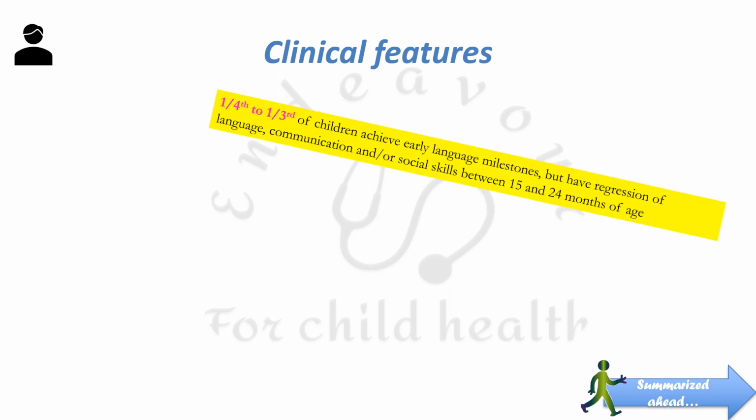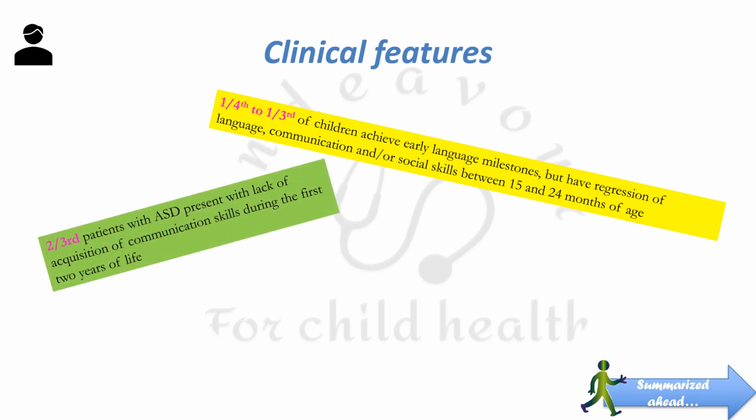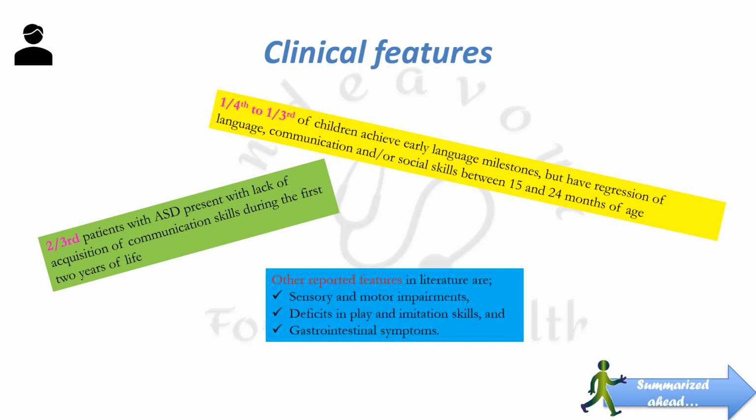Around one-fourth to one-third of children achieve early language milestones, but then they have regression of language, communication, and social skills between 15 and 24 months of age. Around two-thirds of patients with autistic spectrum disorder never acquire communication skills during the first 2 years of life. So these points are very important to be remembered. Other key features are sensory and motor impairments, deficits in play and imitation skills, and gastrointestinal symptoms.